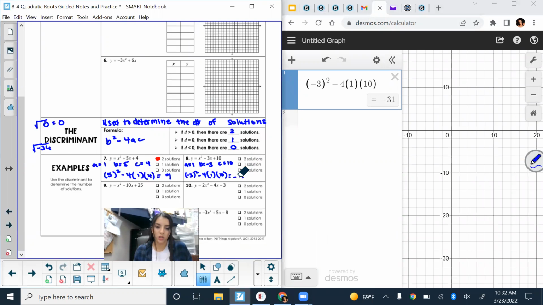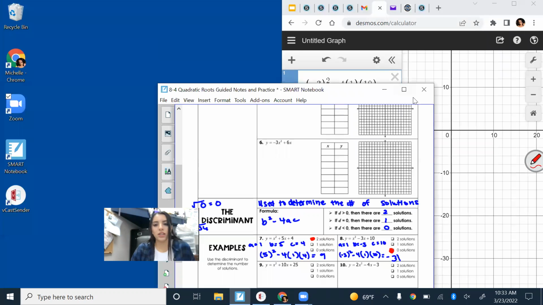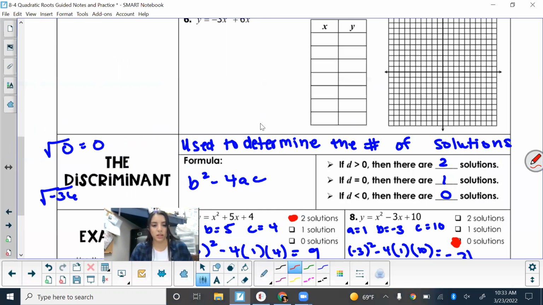And then I just use my little key here to determine, since it equals a -31, how many solutions I'll have. So it's not greater than 0, it doesn't equal 0, it is less than 0. -31 is less than 0. So in that case, I have 0 solutions for number 8. All right, now let's do number 9, and then we'll call it there.